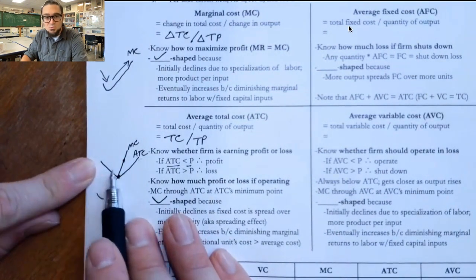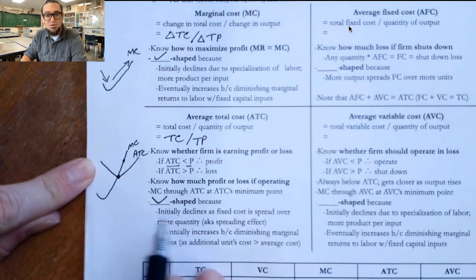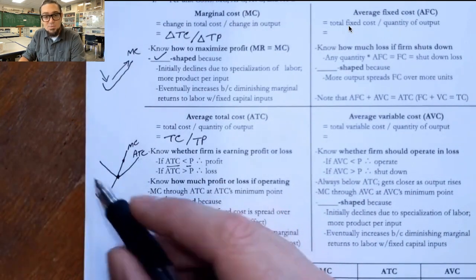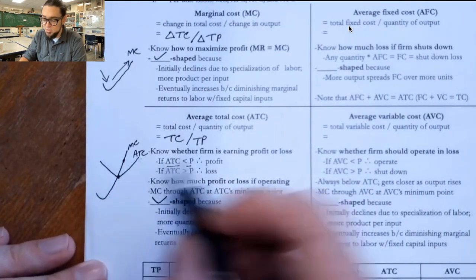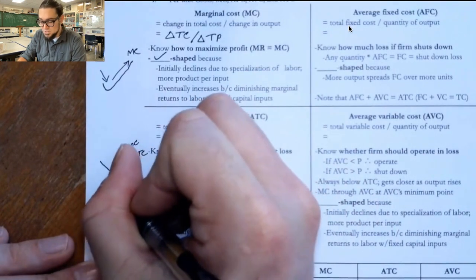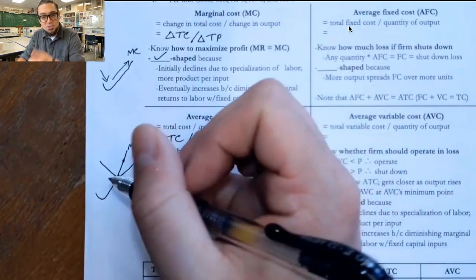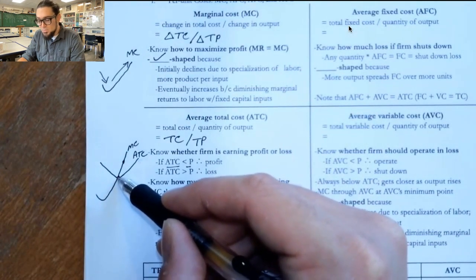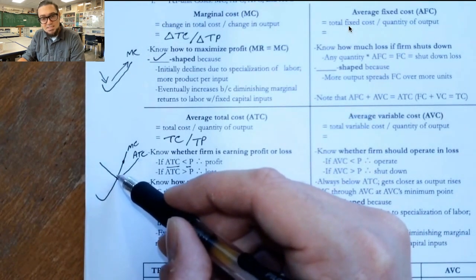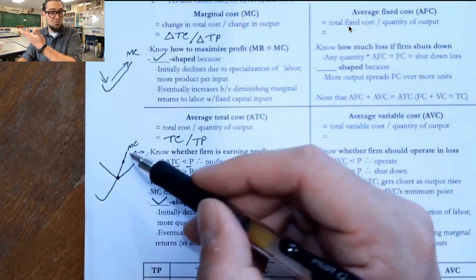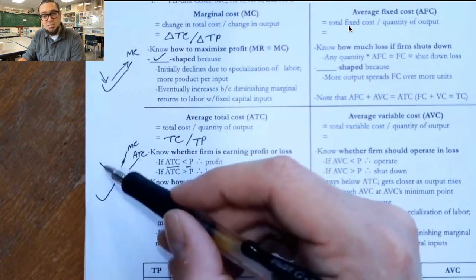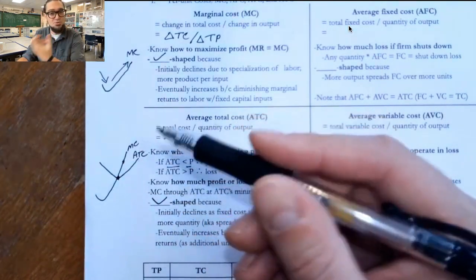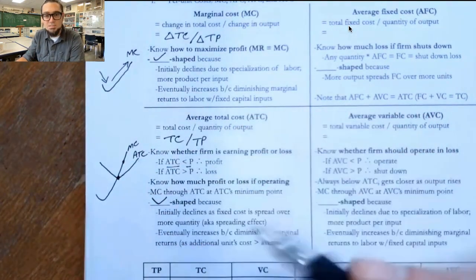Now, in the first range of this ATC curve, it's declining because we're spreading out fixed cost and benefiting from specialization of labor. But as marginal cost starts to rise, it's going to be the additional units that we're producing. And as this additional cost comes up, the moment that it crosses through the ATC, it's going to cause the average to start coming up. Whenever the marginal cost is below the average, it's going to cause the average to pull down, because every additional unit is lower than what the average was.